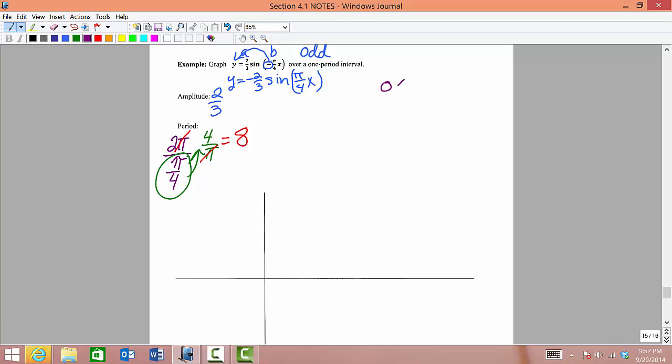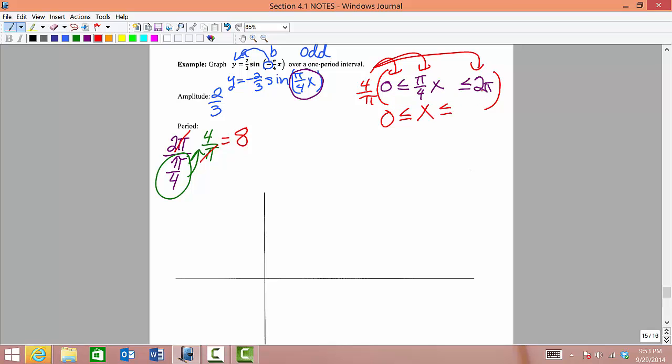So let's see where our graph will start and end. We will put the input of our function, and we're going to use the positive pi over 4 times x. We're going to multiply by the reciprocal, times 4 divided by pi. We're going to multiply that times all three parts. We get 0 less than or equal to x less than or equal to 2 pi times 4 over pi. Our pi's cancel out, and we're left with 2 times 4, which is 8. So our graph will start at 0 and will end at 8.